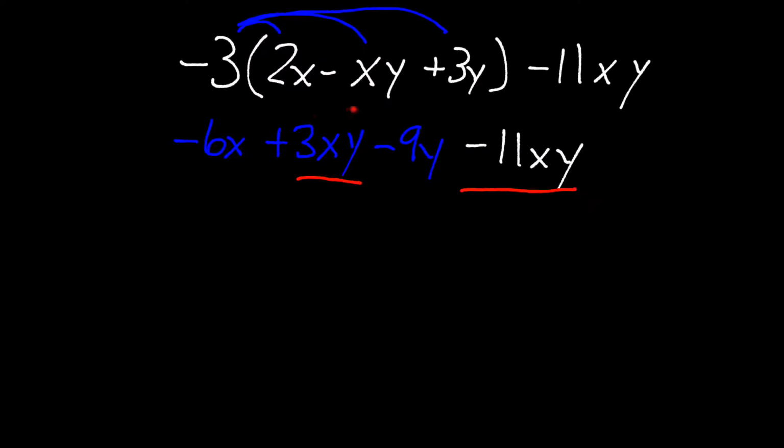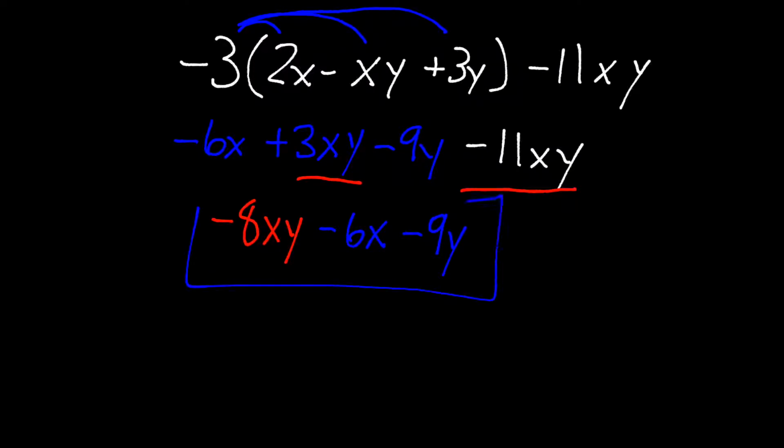So we will combine our like terms, positive 3 minus 11xy, and that's going to give me a negative 8xy, and then everything else is going to stay the same, minus 6x minus 9y. And there's our answer. So there's how we would go about simplifying our algebraic expressions.